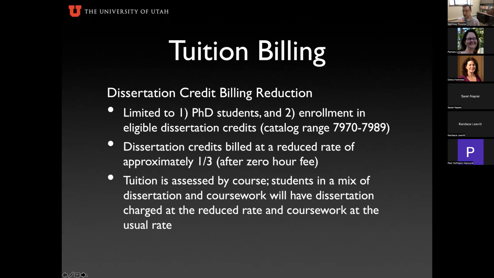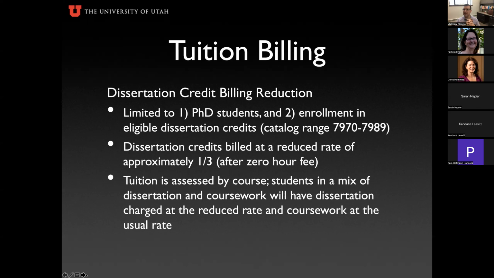Dissertation credit billing reduction. So if you have a PhD student who is enrolled in dissertation credits in the catalog range of 7970 to 7989, their tuition will be assessed at approximately, after the 0-hour fee, one-third the regular rate of tuition. This is only for 7970 to 7989. Graduate tuition is assessed by course, not by total credit hours enrolled. So if you have a student who's in 6 hours of dissertation and 3 hours of coursework, then you're going to have a mix of reduced with regular tuition billing mixed together.